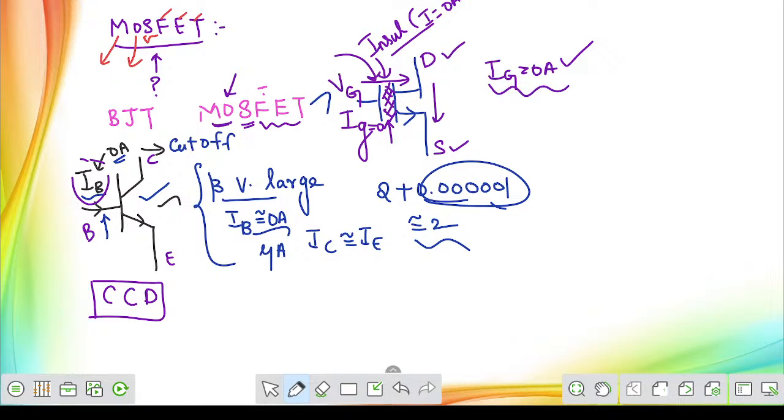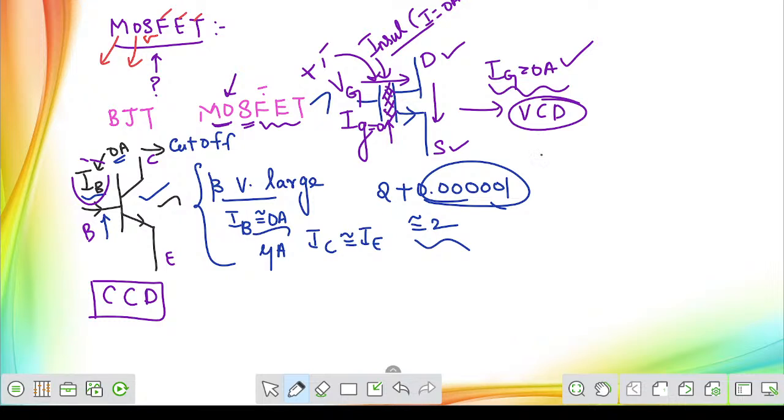With the help of voltage, either by applying positive or negative voltage. It depends on the type of the circuit. We are controlling the device. Because of that, this is called a voltage controlled device. We are not controlling it with the help of current. We are controlling it with the help of voltage. So that's why we call it a voltage controlled device. That is the first primary difference.